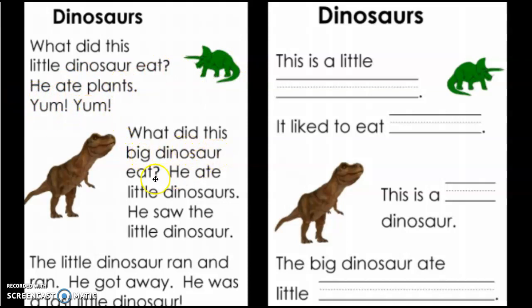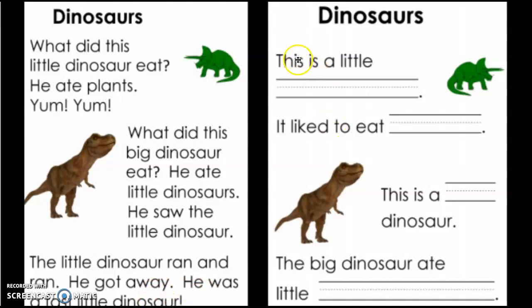What did this big dinosaur eat? Oh, here's my photograph of a big dinosaur. He ate little dinosaurs. Uh-oh. He saw the little dinosaur. The little dinosaur ran and ran. He got away. He was a fast little dinosaur.